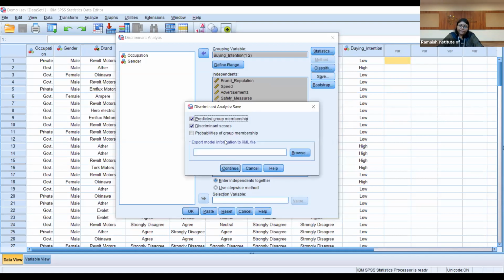Now, the third option is save. If you want to save any of this, the first one is the predicted group membership. In predicted group membership, you can see which group they belong to. Now suppose there are two groups, one is high and the other one is low. If I click on this, the final membership, or the final discriminant function that will be found, will come in your data set. Along with all these variables from occupation till buying intention, you see the data set is already here. And along with this, you will find some more features. If you click on both of these, let me check with the discriminant scores as well as the predicted group membership. So I click on continue.